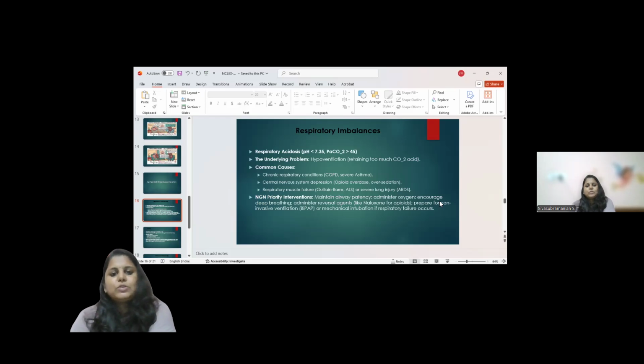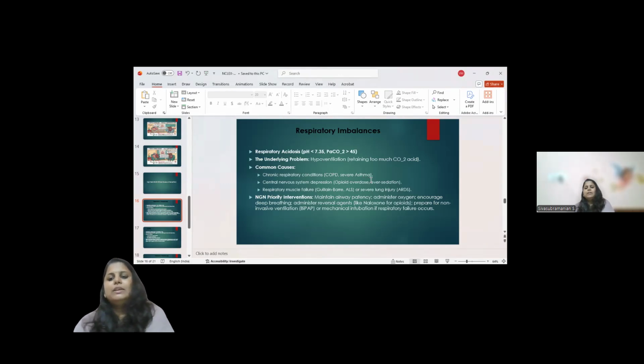Respiratory acidosis. Acidosis means, as I mentioned, that the pH is less than the normal value, 7.35, but the PaCO2 is increased, because respiratory is opposite. So the underlying problem is hypoventilation. The lungs are retaining too much CO2, and CO2 acts as an acid. The common causes are chronic respiratory conditions like COPD and severe asthma. Central nervous system depression as well, such as opioid overdose; sometimes sedation overdose also will cause respiratory acidosis.